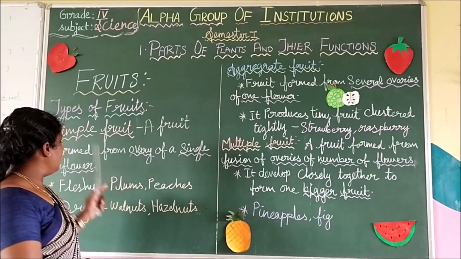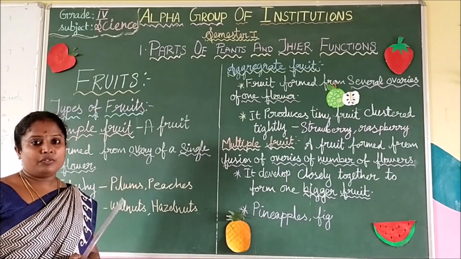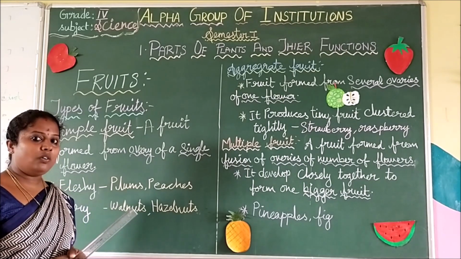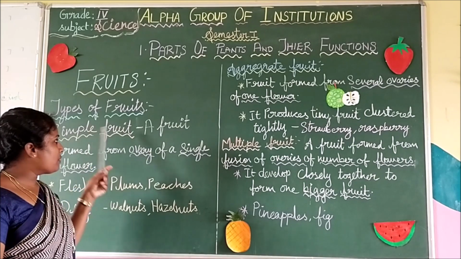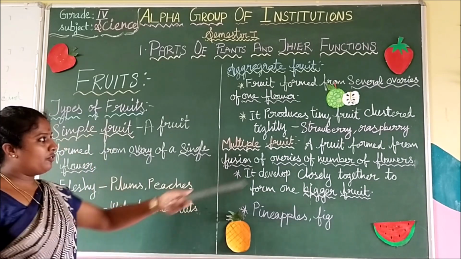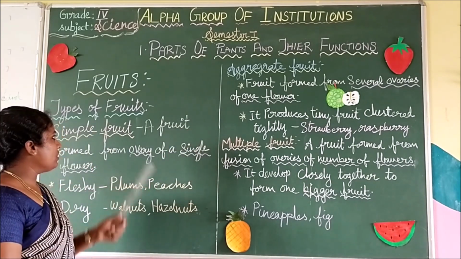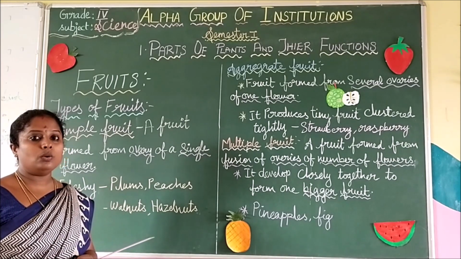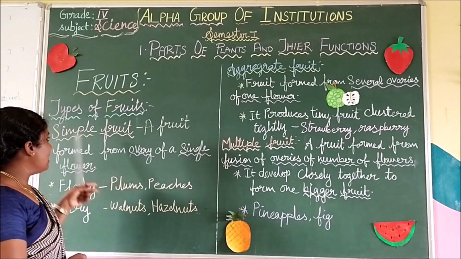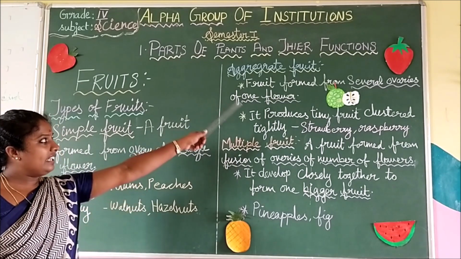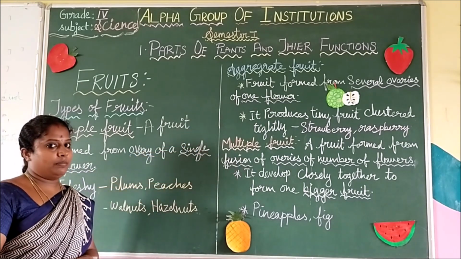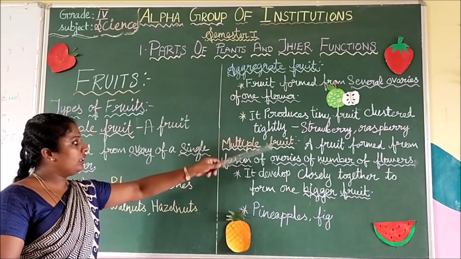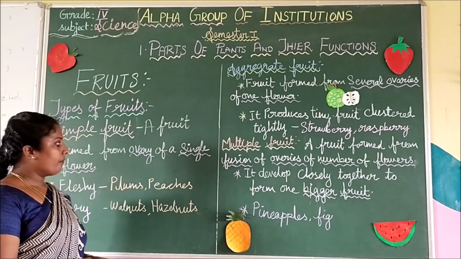Now we are going to see types of fruits. Before this we saw about fruits and functions of fruits; now we are going to see types of fruits. Mainly the fruits are categorized into three categories: simple fruit, aggregate fruit and multiple fruit.